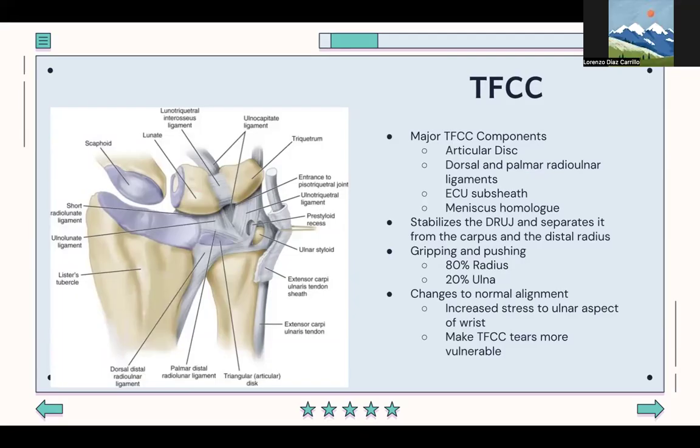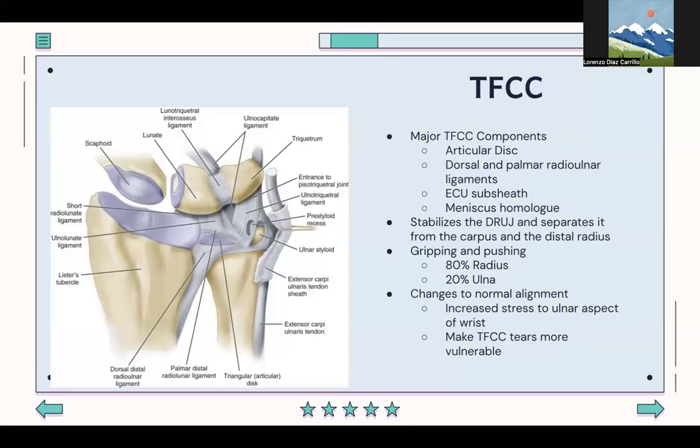We have the ECU tendon and its sheath. This structure acts a bit like a sling to guide and support the ECU tendon as it crosses the wrist. This structure is especially important as ECU tendinopathy can either mimic or accompany TFCC injuries. And then finally, we have the meniscus homologue. This is a connective tissue remnant that helps anchor the complex to the triquetrum and the hamate. So together, these structures allow the wrist to handle load transmission across the ulnar side, especially when weight bearing through the hand. So like doing yoga, pushing off a chair, lifting objects.